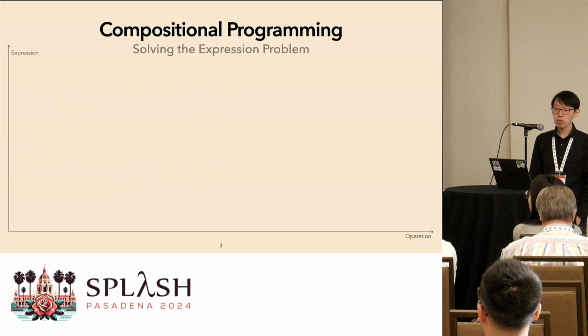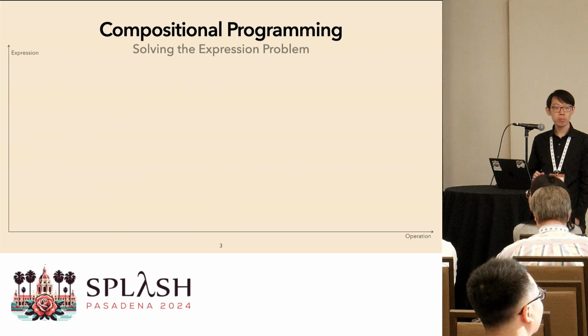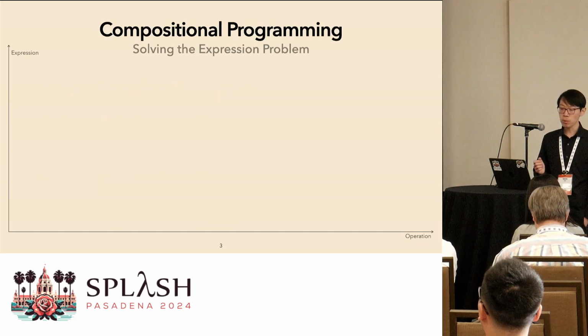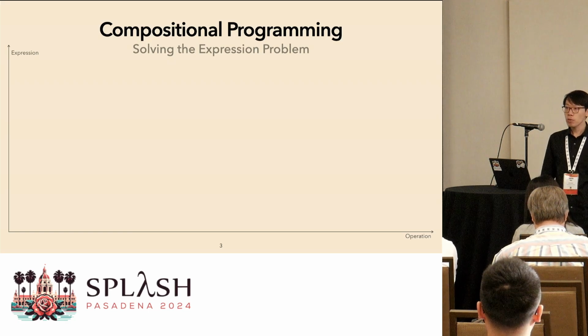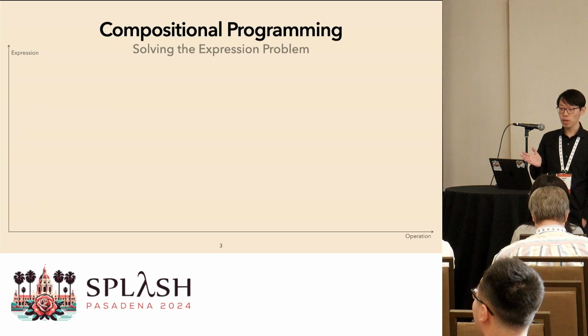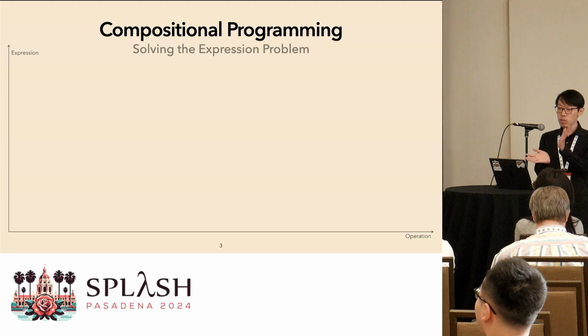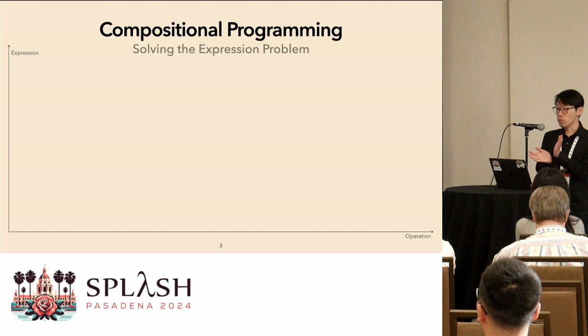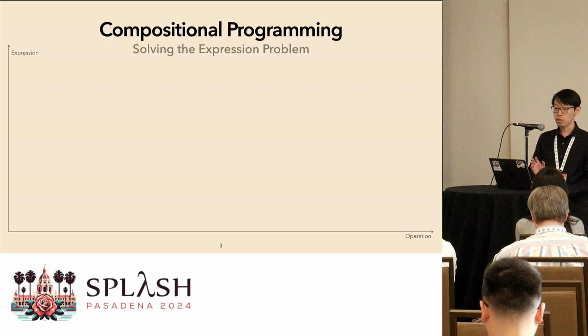Computational programming is a programming paradigm we recently proposed, mainly to solve the expression problem. If you know the expression problem, good; if you don't, that does not matter, because it's basically a dilemma of extending two dimensions. One is the expressions, one is the operations over these expressions.